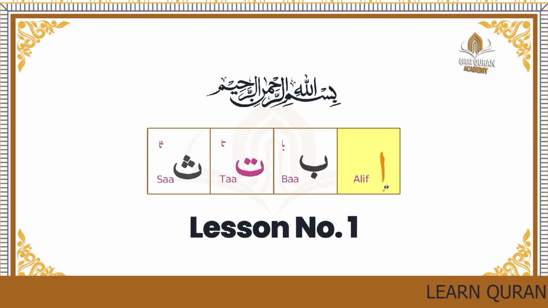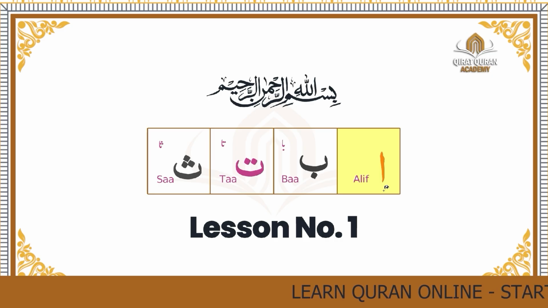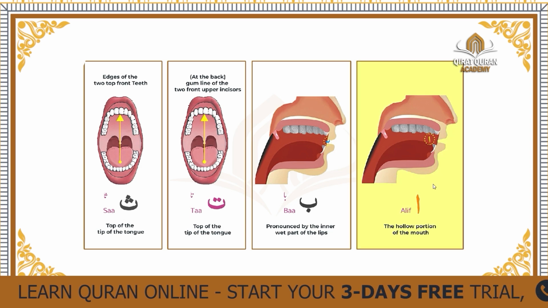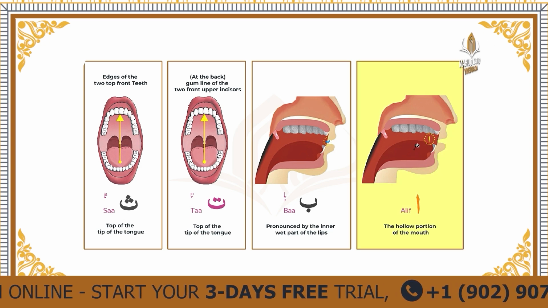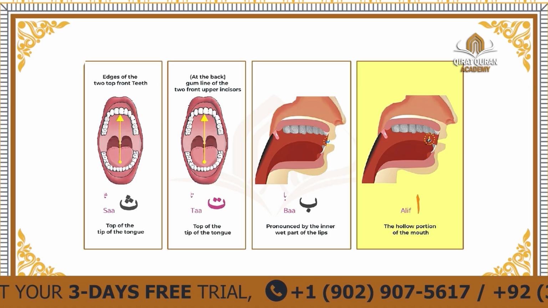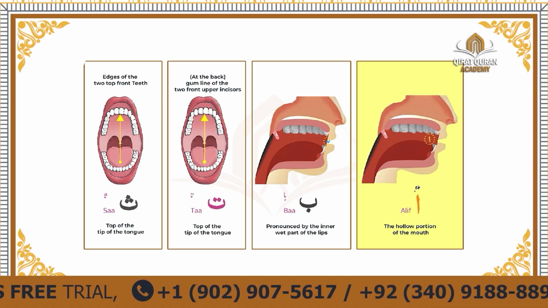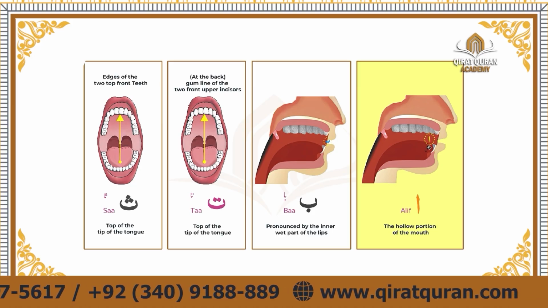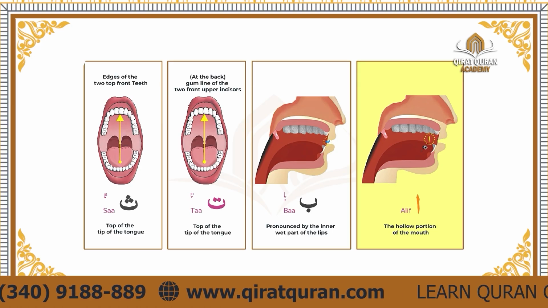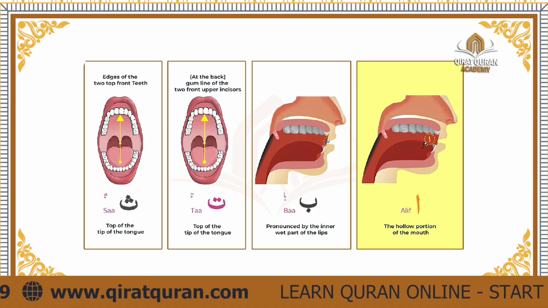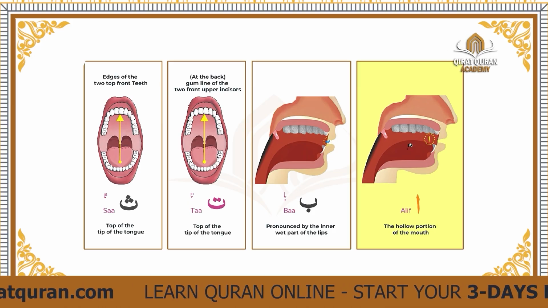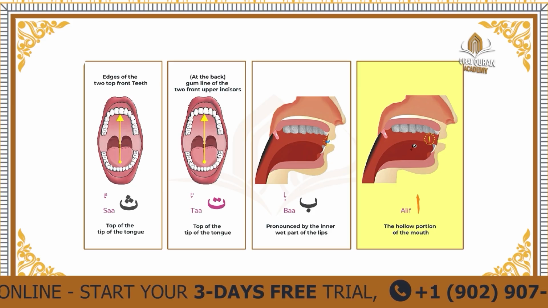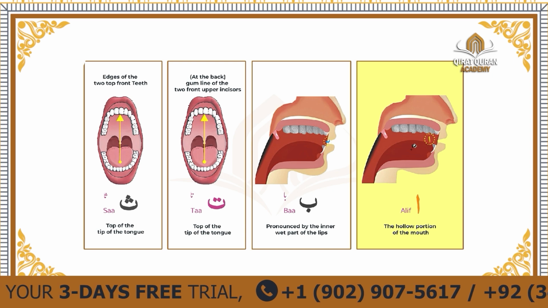So now the articulation point of the Alif, as you can see in this picture, this is the pronouncing point of the Alif. The empty space of your mouth, you have to read the Alif from the empty space of your mouth. Alif. Read it with me. Alif. This is the empty space of your mouth, so you have to read Alif from this space. Alif. So this is the first letter of Arabic language.